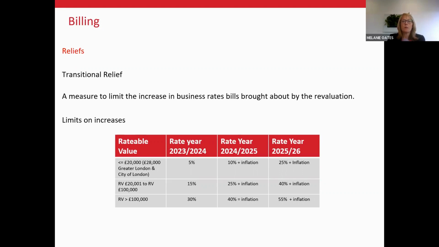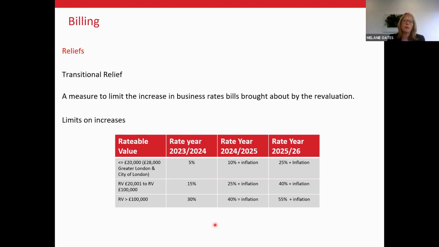As discussed previously, with regard to rateable values and with the reset of the values with the 2023 revaluation, there may be some rateable values which have jumped up significantly from the 2017 values. What transitional relief is, it's a measure to limit the increase in business rates bills brought about by the revaluation. So you may have an example where your rateable value has jumped by 50%, and you might think, oh my goodness, my bill's going to jump by 50%, but the transitional relief limits the increases on bills from one rate year to the next.